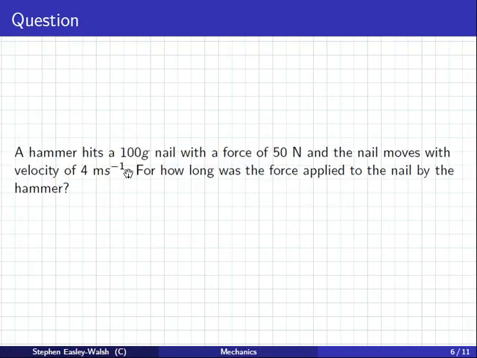A hammer hits a 100-gram nail with a force of 50 newtons and the nail moves with a velocity of 4 meters per second. For how long was the force applied to the nail by the hammer? So for this problem, you'll need the formula F equals delta P over delta T. It's possible that you could use F equals ma as well, but I think you'll find it's easier if you use F equals delta p over delta t, and I am looking for the delta t. Give that a try now.